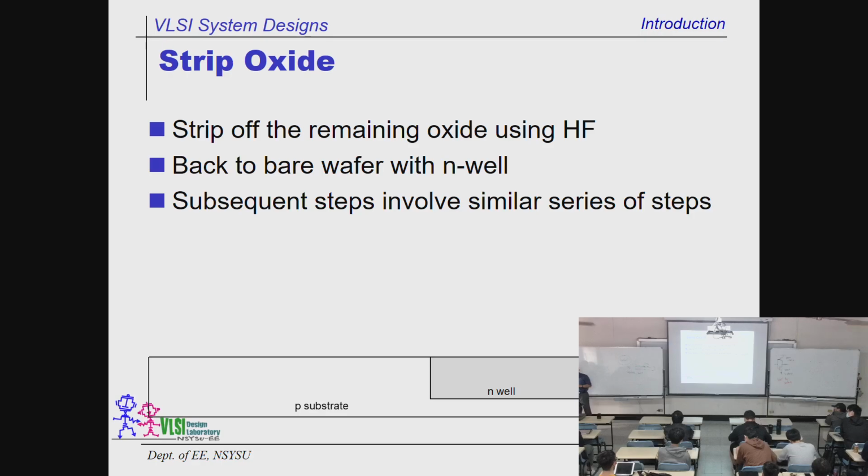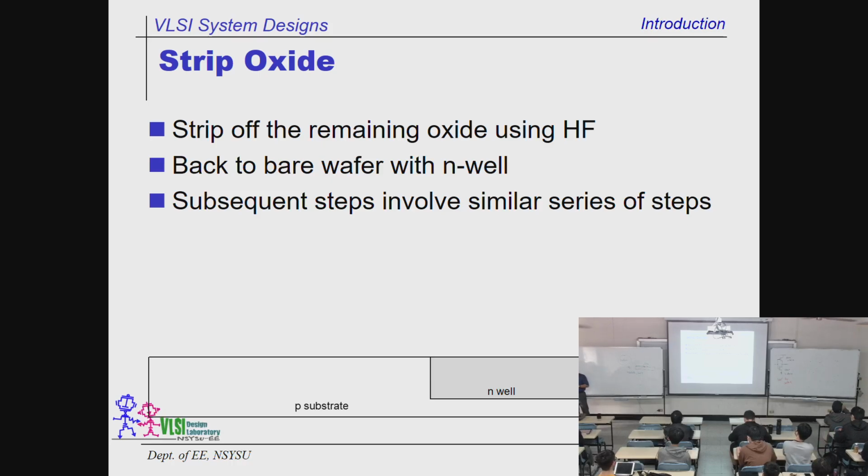All right, then split them off. Then we're going to get this part, something like this. This is a bare wafer. Now the N well is done over there. All right, so a similar step will be taken. We just coat something and then do the etching.